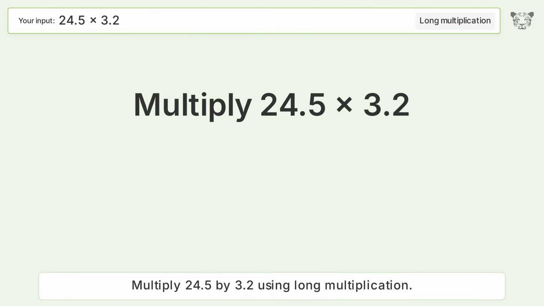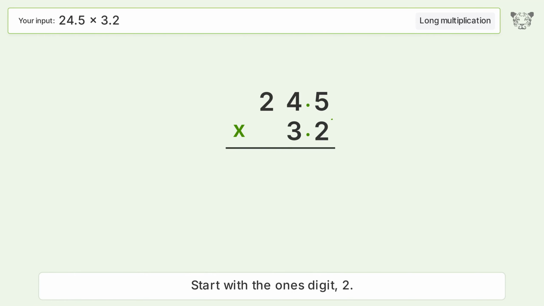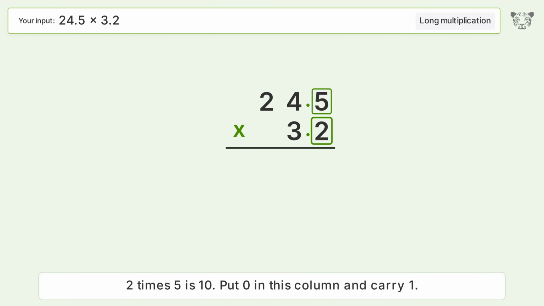Multiply 24.5 by 3.2 using long multiplication. Start with the ones digit, 2. 2 times 5 is 10. Put 0 in this column and carry 1.